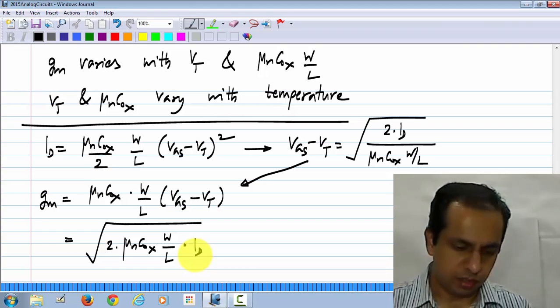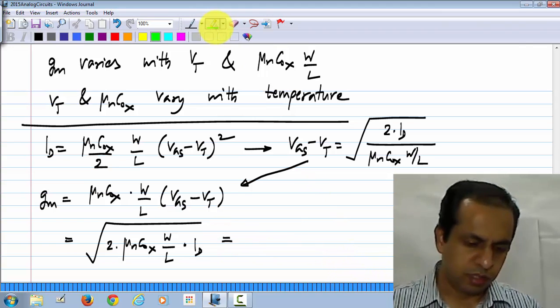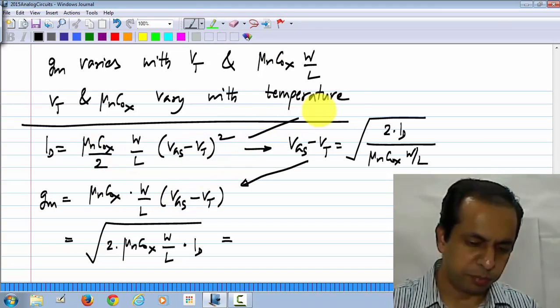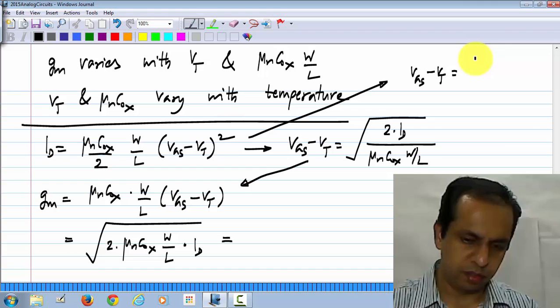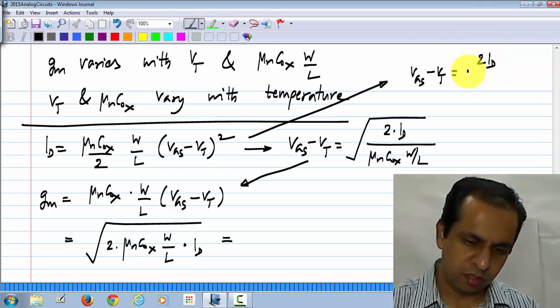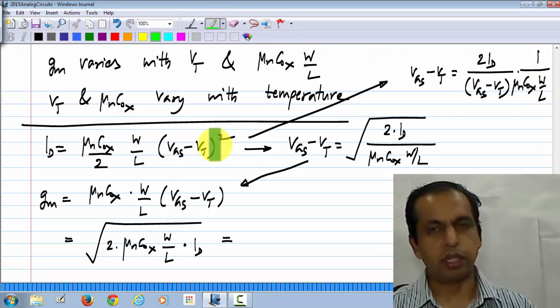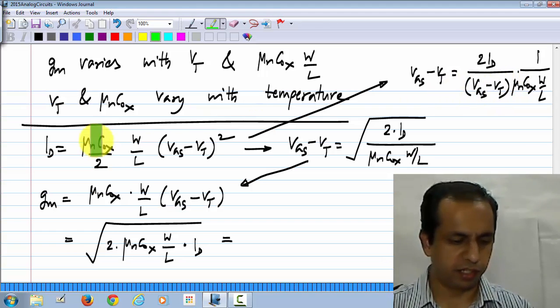And finally, simply by examining this expression and this one, yet another way of expressing VGS minus VT could be this. All I did was to rearrange the terms. I have not written VGS minus VT in terms of ID alone. VGS minus VT appears in both places, but this expression is correct. It's just a rearrangement of this.